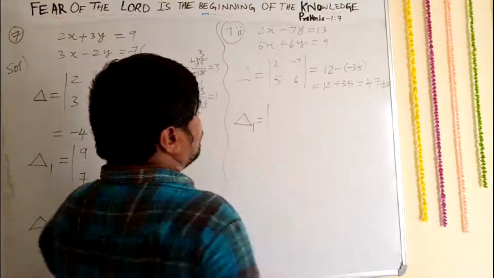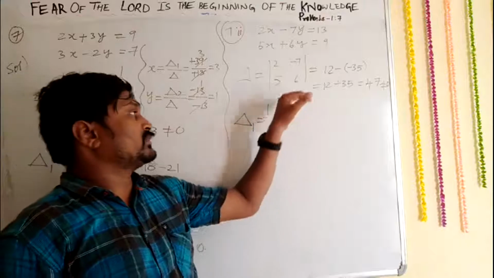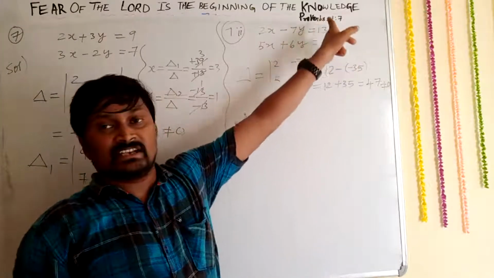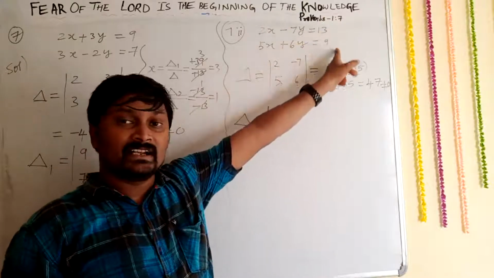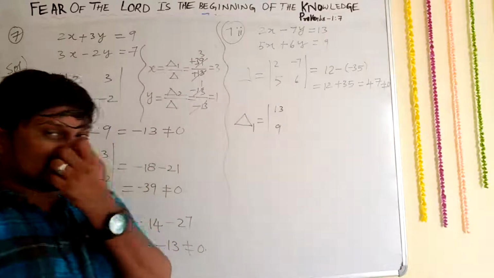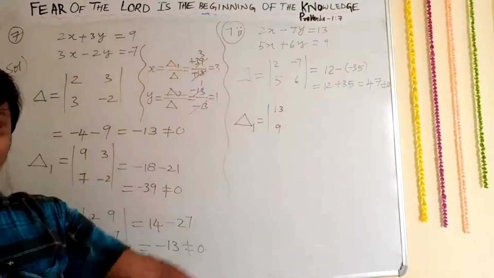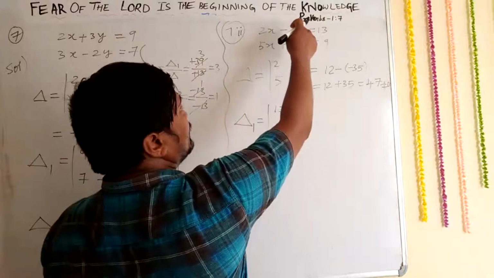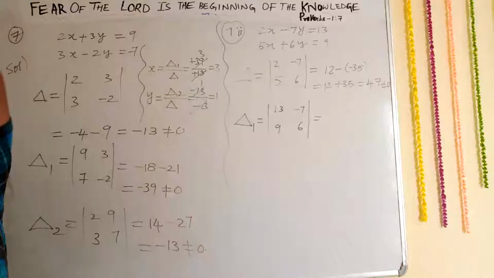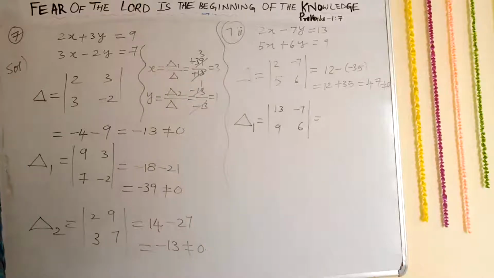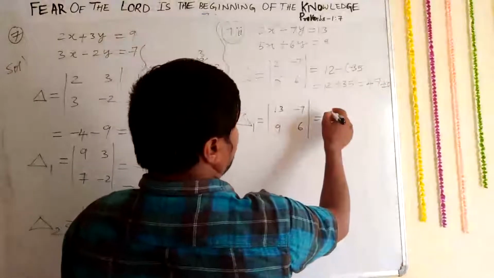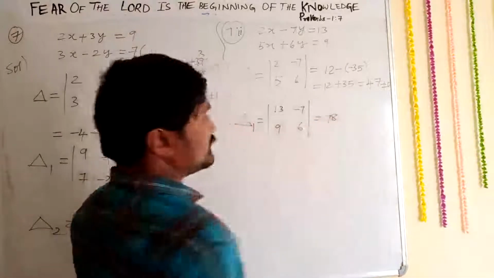So I said the first column is totally replaced with your constant numbers. So that is 13 and 9. So now let me write here 13, 9. Now the second column you need to write as it is. As it is means what? Minus 7 and 6. So now 13 6s are how much? You are going to get this as 78.